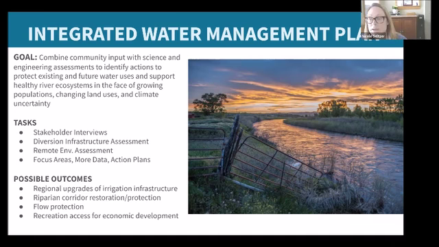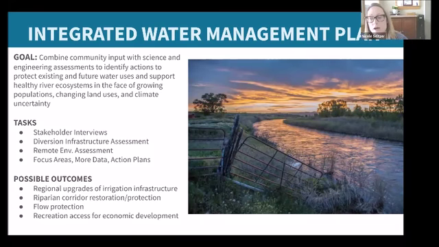And the goal of the plan is to combine community input with science and engineering assessments so that we can identify actions that will protect existing and future water uses and support healthy river ecosystems as we're looking at growing populations, changing land uses, and climate uncertainty.